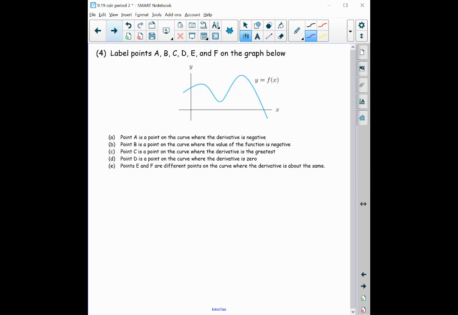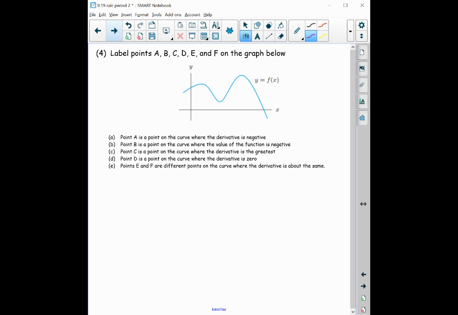Okay, let's try another one. I want you to try this one. Label points A, B, C, D, E, and F on the graph below. Point A is a point on the curve where the derivative is negative, B, where the value of the function is negative, C, where the derivative is the greatest, D, where the derivative is 0, E and F are points on the curve where the derivative is about the same. So pause me, think about it for maybe 2 minutes, unpause me, and we'll go over it. Okay, welcome back.